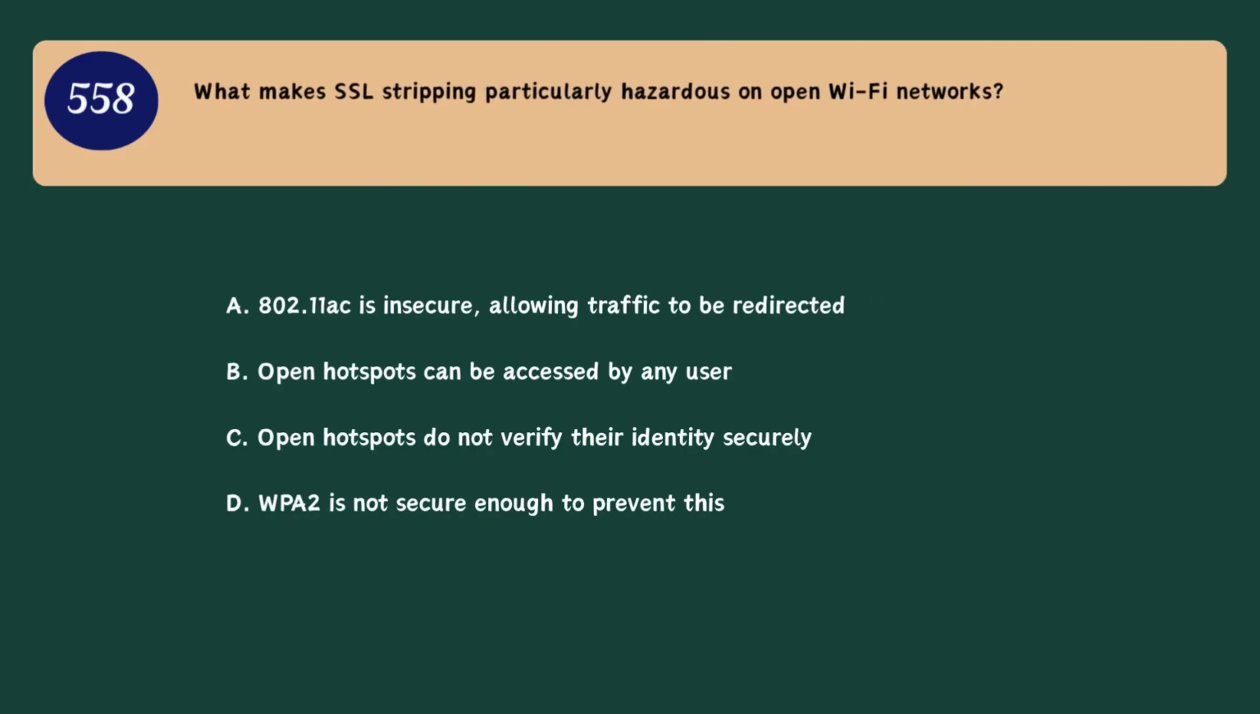Question 558. What makes SSL stripping particularly hazardous on open Wi-Fi networks? A. 802.11 mosaic is insecure, allowing traffic to be redirected. B. Open hotspots can be accessed by any user. C. Open hotspots do not verify their identity securely. D. WPA2 is not secure enough to prevent this.